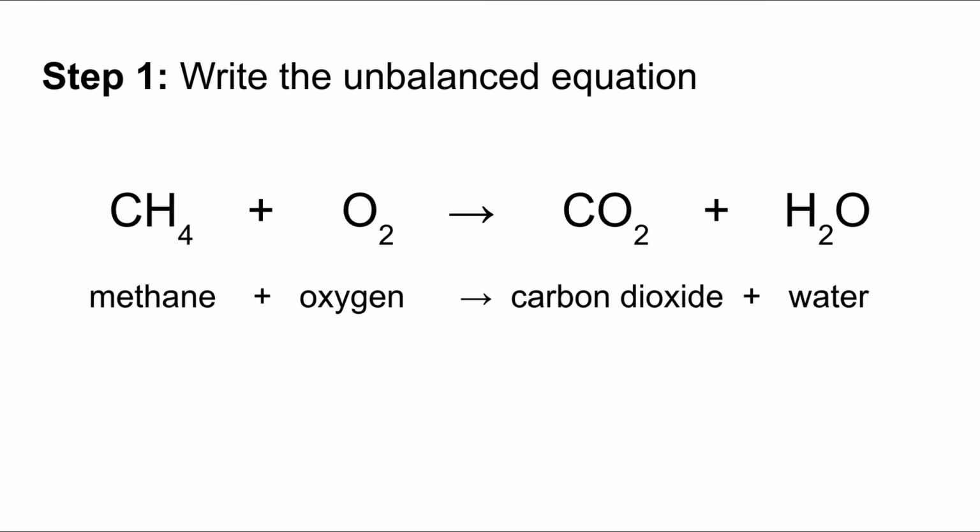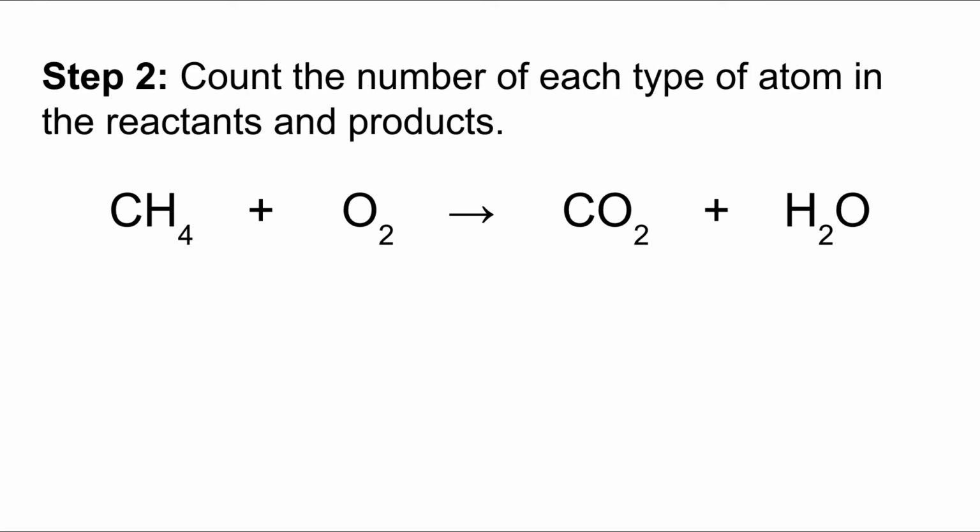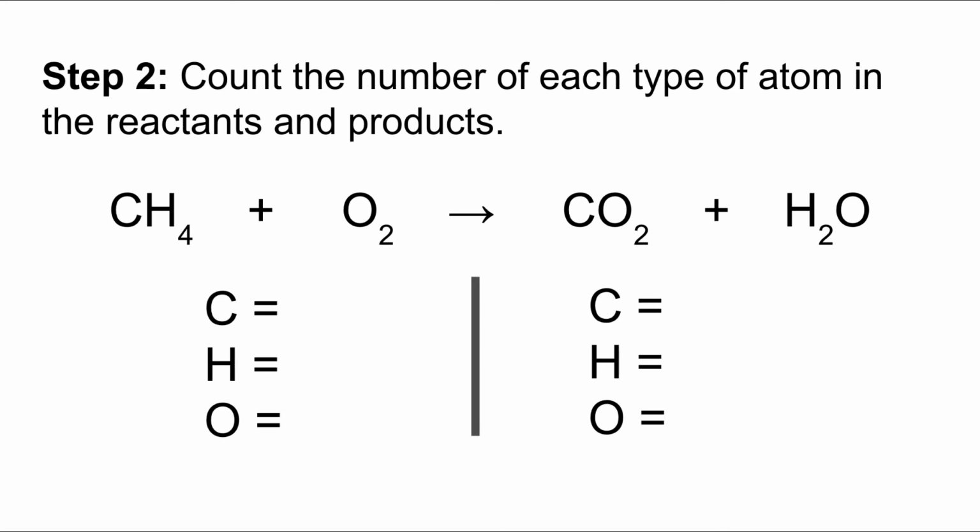Once you have the basic equation written, the next step is to count the number of each type of atom in the reactants and products. To do this, draw a line between both sides of the equation and then list out each individual element found on either side of the equation. This is a combustion reaction. A simple tip to help in balancing combustion reactions is to always balance in the order of carbon, hydrogen, and then oxygen. So let's get started.